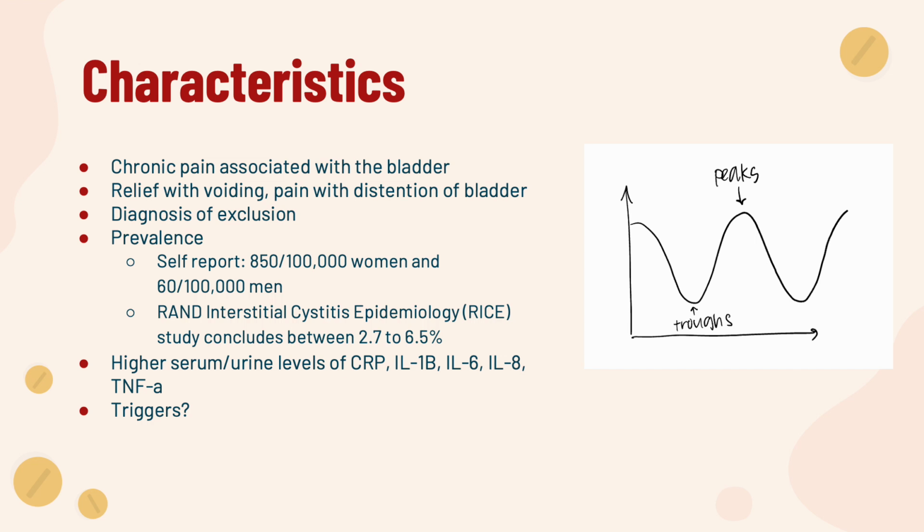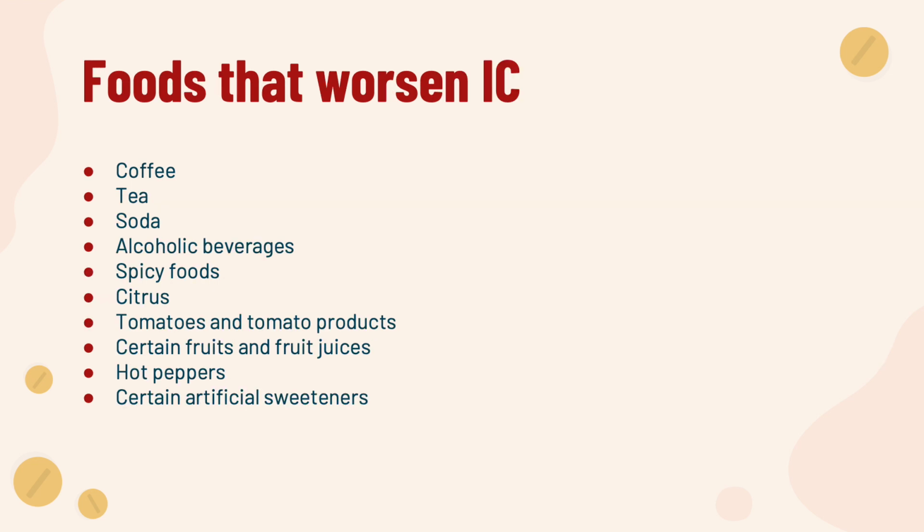In those with IC, it has been found that patients have higher serum and urine levels of cytokines, such as those listed. Some people are able to identify triggers for their symptoms, while others say their IC developed after a UTI or trauma. In terms of triggers, there are certain foods that are commonly found to trigger IC flares, such as coffee, tea, soda, alcohol, spicy foods, citrus, tomatoes, etc. Foods that tend to be more acidic are more prone to being a trigger. Other triggers can include stress, exercise, sexual intercourse, and prolonged luteal phase of the menstrual cycle.